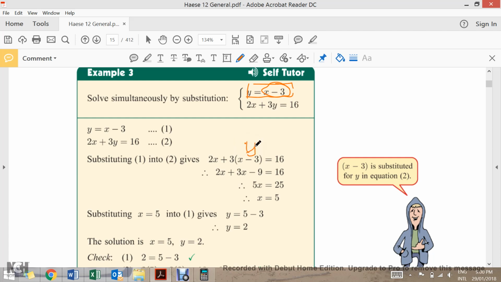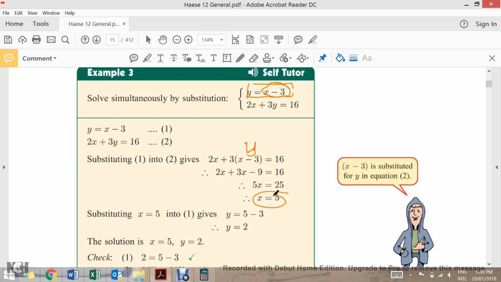But remember, we're replacing y with x take 3 because we know that y equals x take 3. We replace it with x take 3, and that all equals 16. So our newly formed second equation becomes 2x plus, do a bit of expanding, 3x take 9 equals 16. Reduce that down and you'll get that x equals 5.